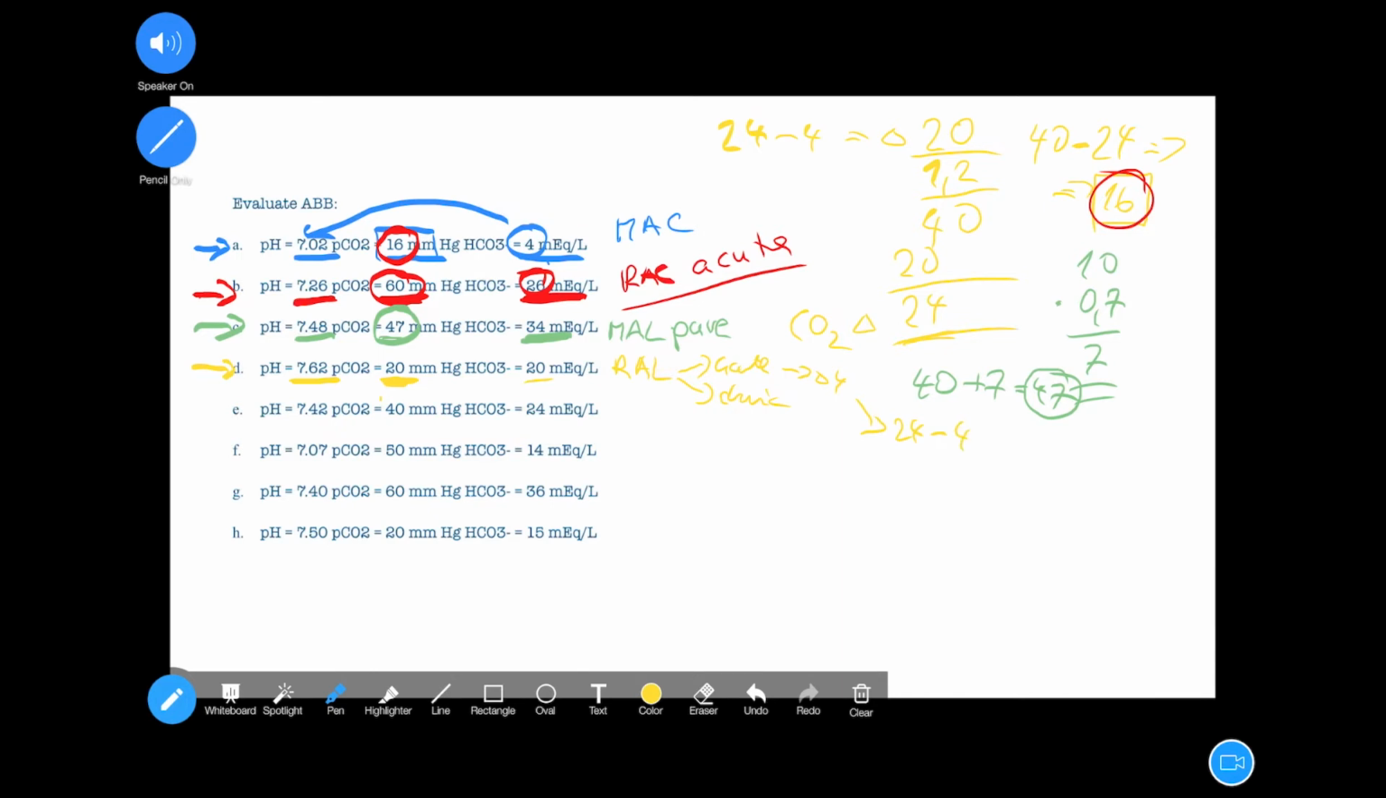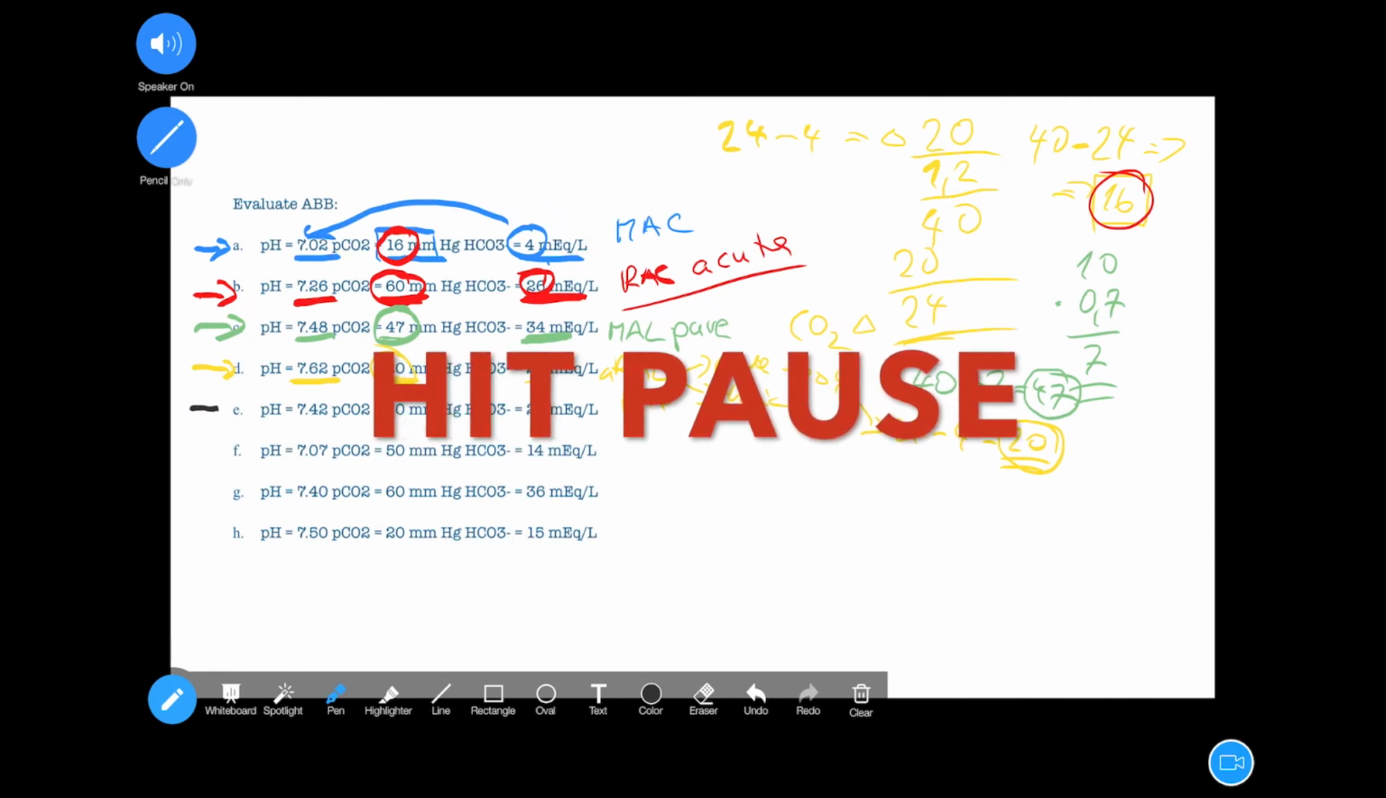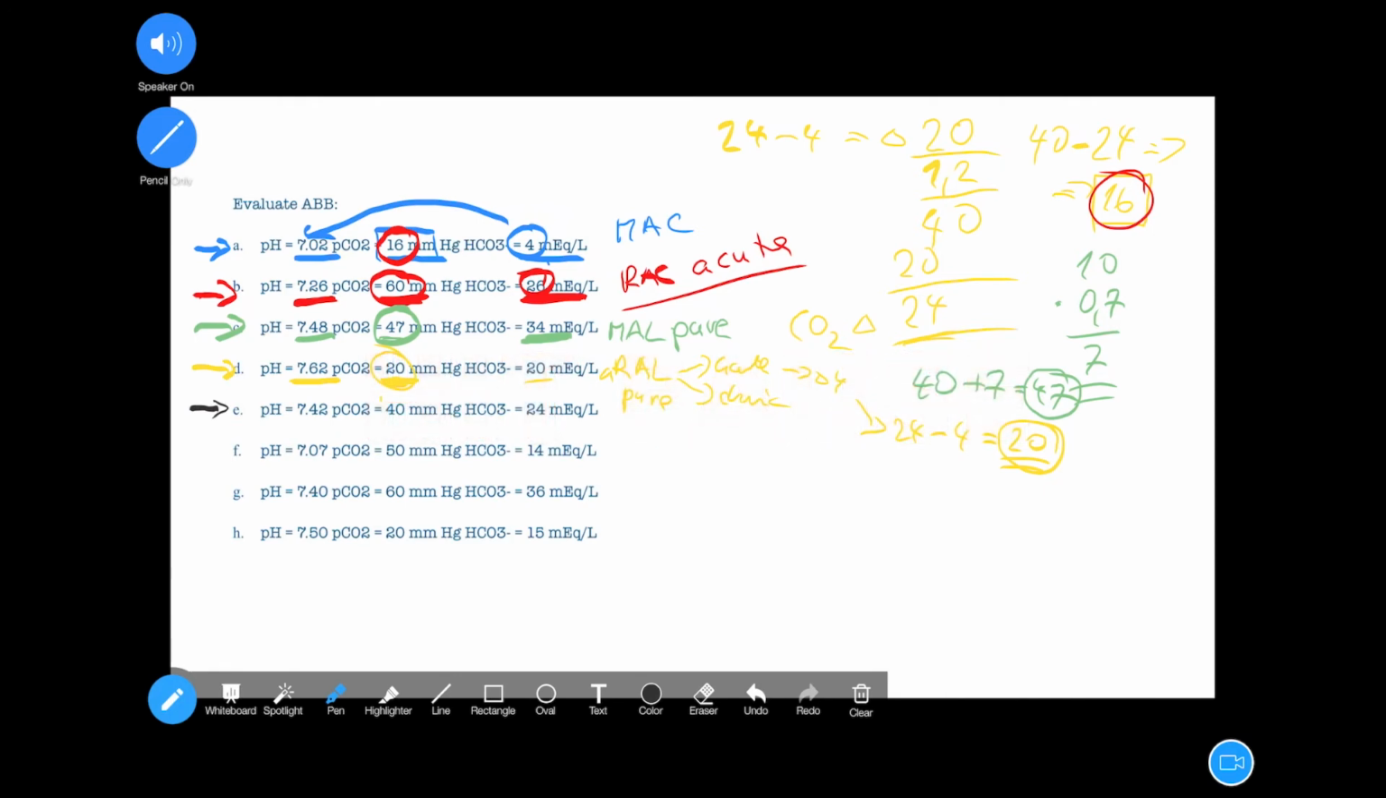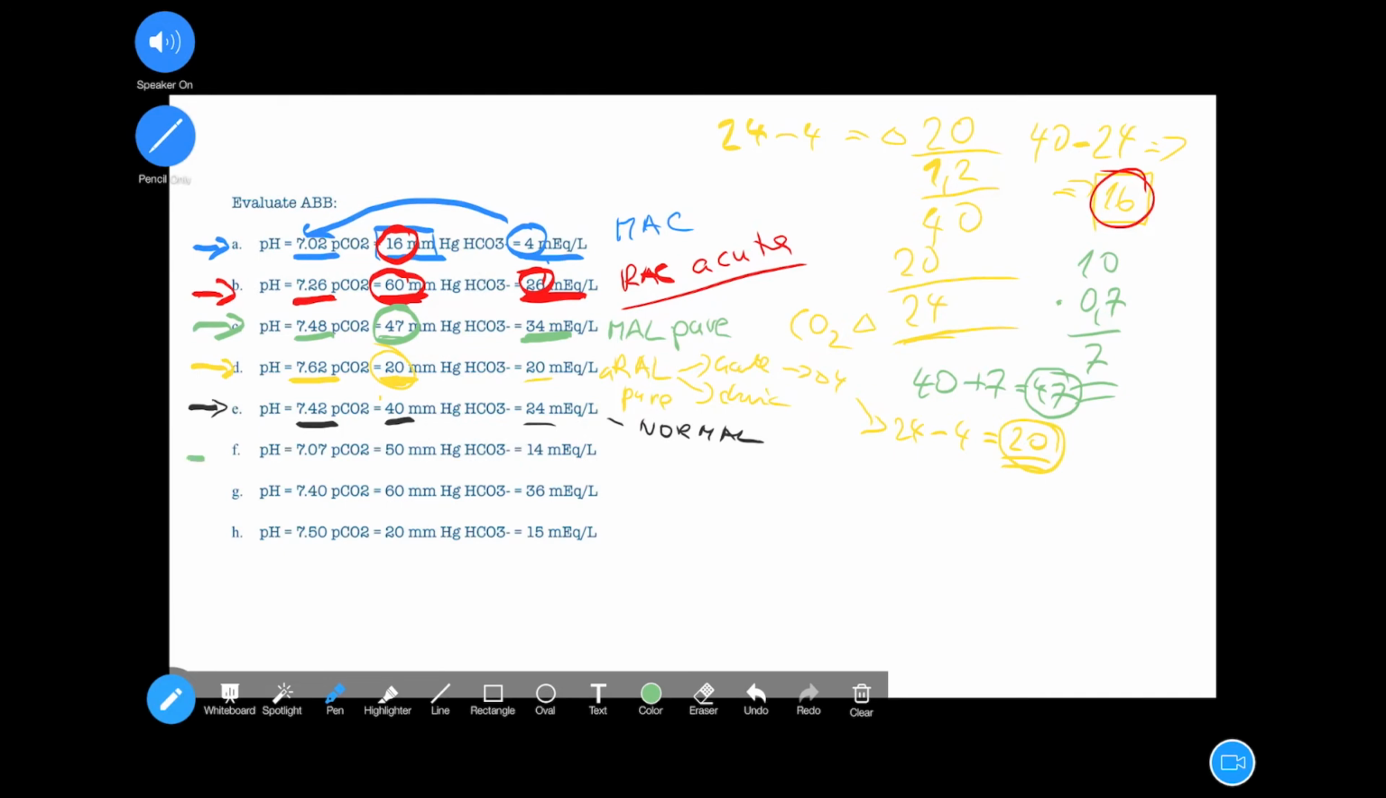24 minus 4 equals 20. And look at this, and look at this. Yes. So it's acute respiratory alkalosis. And it's pure respiratory alkalosis, yeah? So, and if we check the case E, it's very simple. 7.4, 40, 24. These are normal values, okay? Nothing to deal with. So we're having this case.